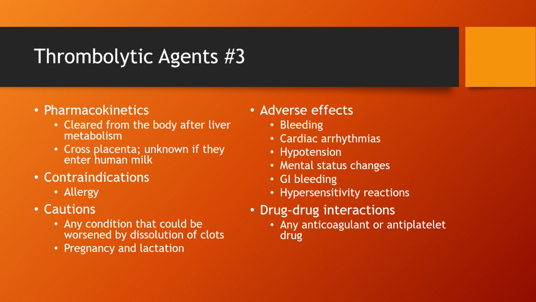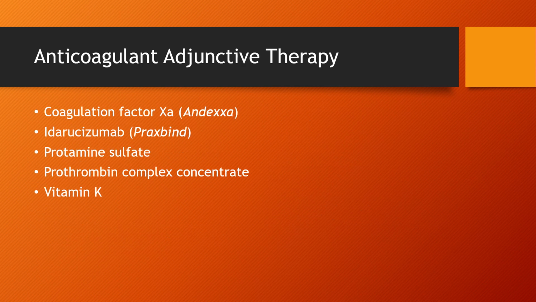And interactions are going to be any type of anticoagulant or antiplatelet drug because it's going to further enhance the risk of bleeding. Anticoagulant adjunctive therapy. So this can include Andexxa, and this is used for patients on apixaban with severe bleeding and they need a reversal. So these are essentially reversal agents.